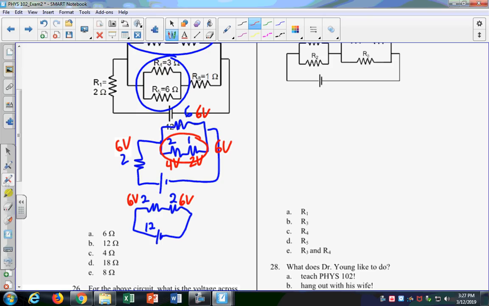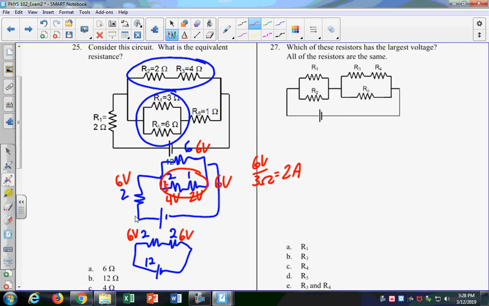Or I could say I have a 3 ohm resistor with 6 volts. That means I have 2 amps going through this part of the circuit. 3 ohm resistor, 6 volts divided by 3 ohms equals 2 amps. So I have 2 amps going through those two resistors, and then I just do Ohm's law, V equals IR. 2 times 2 is 4, 1 times 2 is 2.